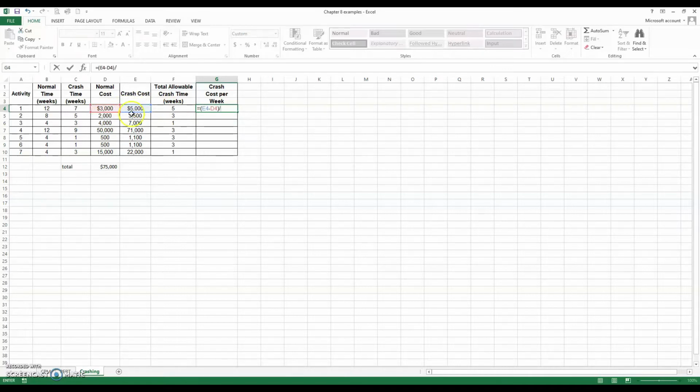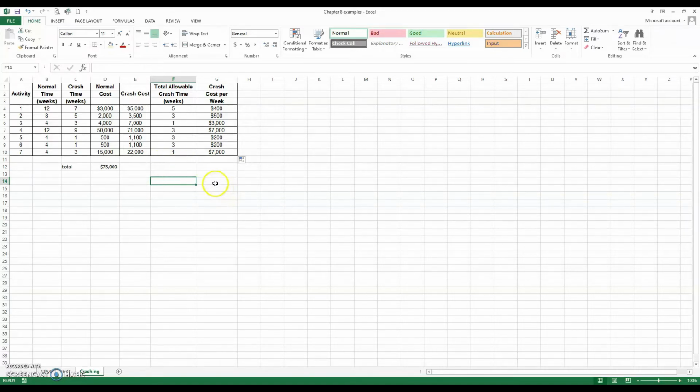The crash cost per week is the difference in the crash cost and the normal cost divided by the total allowable crash time. And since we're talking about weeks, this would be a weekly cost. So if we crash activity 1 by 1 week, we will increase our project cost by $400. And we can copy and paste that down. So that shows the different crashing costs for the time period.